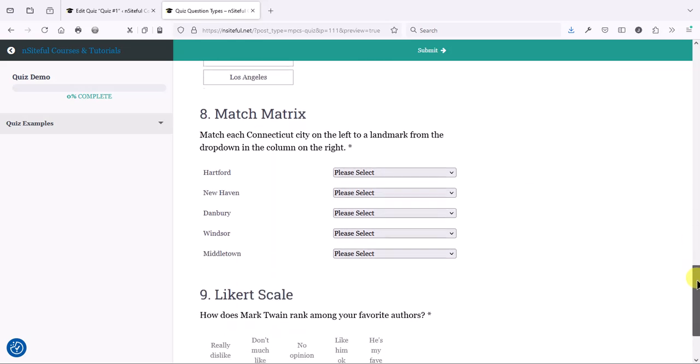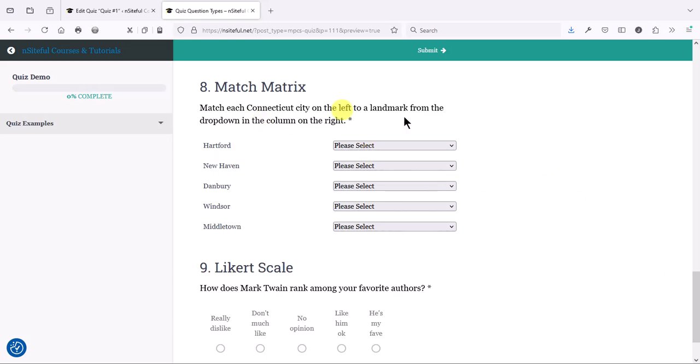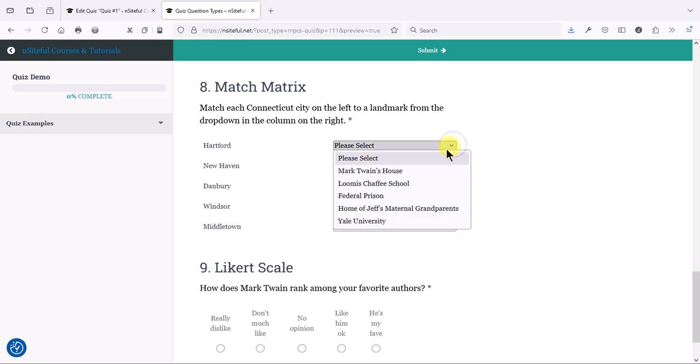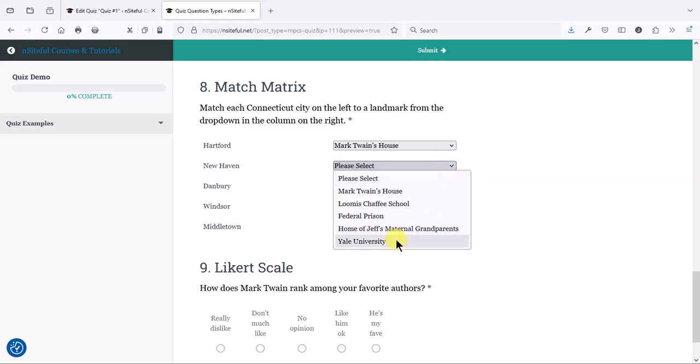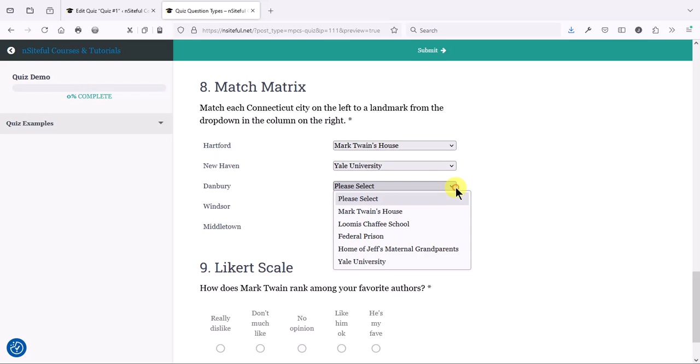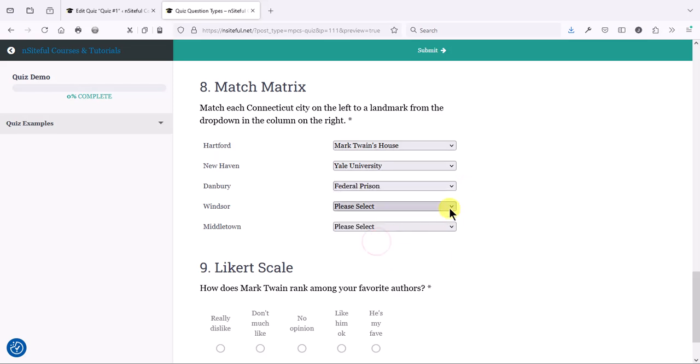Quiz question type number 8, match matrix. Match each Connecticut city on the left to a landmark from the drop-down in the column to the right. Hartford. Okay. I'm going to say Mark Twain's house. New Haven. Yale University. Danbury. Federal Prison. Windsor. Loomis Chafee School. And Middletown, home of Jeff's maternal grandparents.